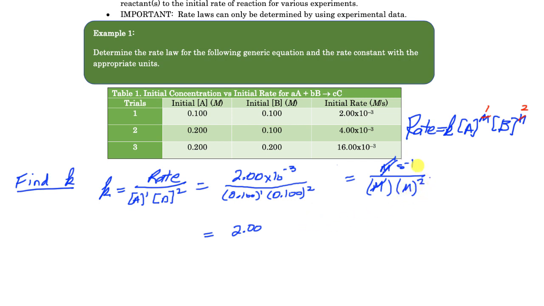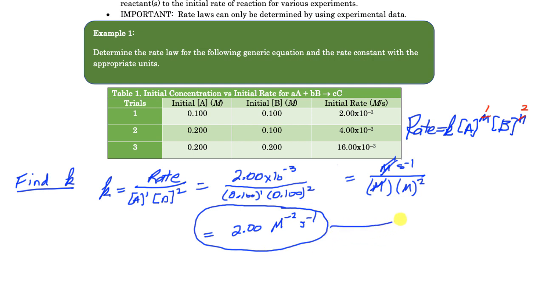So therefore, if I write this properly, I'm going to have molar to the -2 and seconds to the inverse 1. And there you go. There is my constant for K.